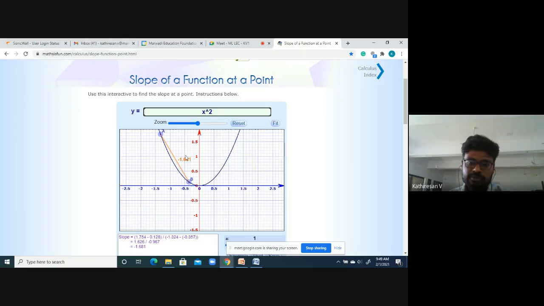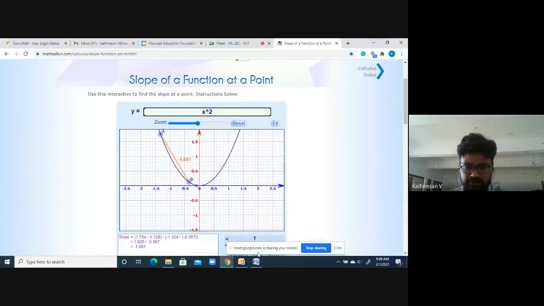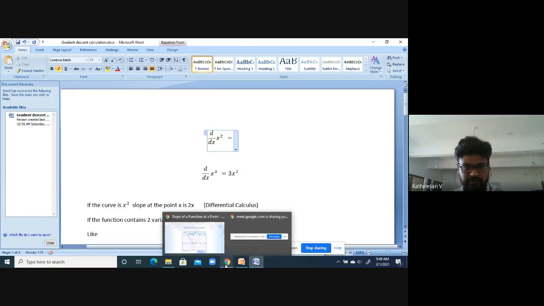Now just come to this Word file. What is the value of d by dx of x square? If you do differentiation of x square, what answer will you get? Yes, 2x, right?